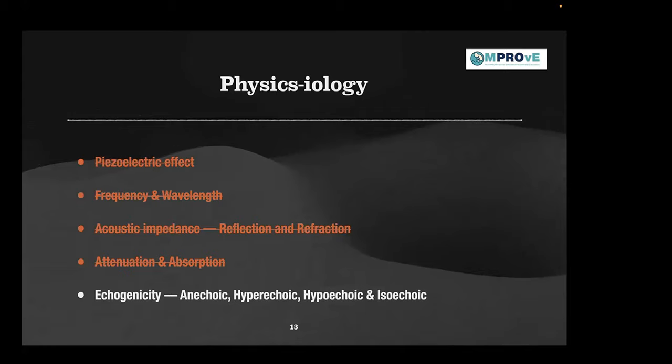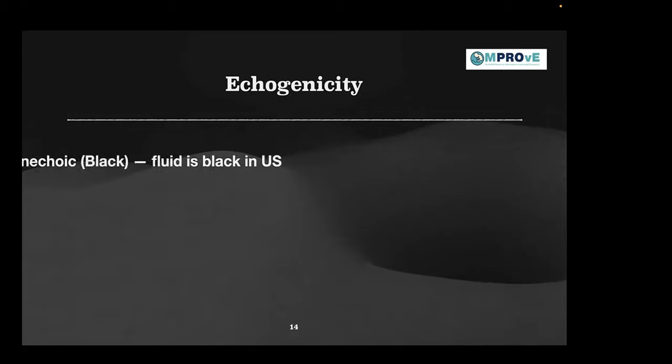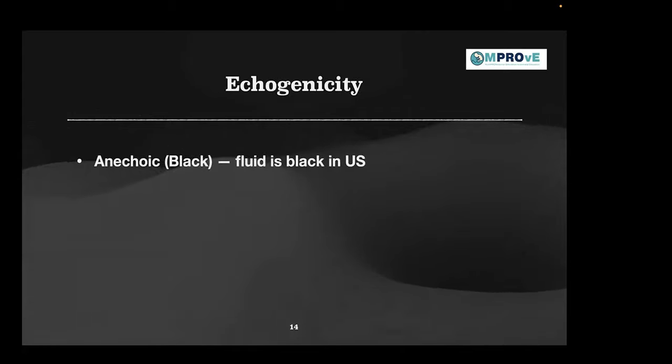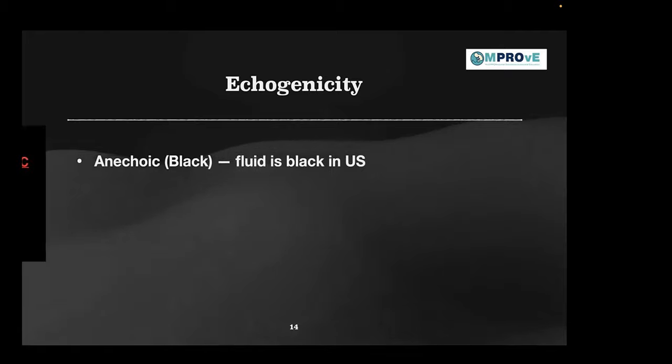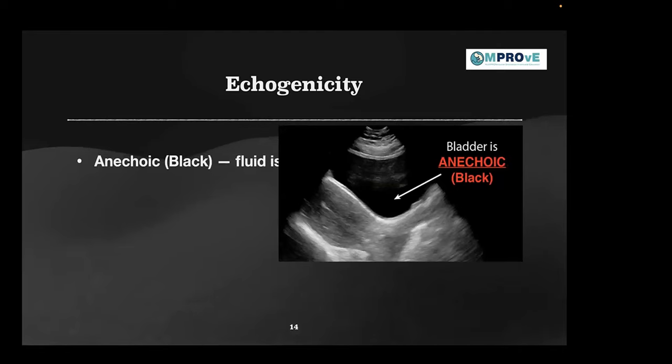And then we have echogenicity. Just to go through the terminology, anechoic is black. So fluid is black in ultrasound. Anything that is fluid will appear black in the scanner. As is depicted here, this is a bladder and it's filled with fluid, urine. So it's anechoic and it's black in color.